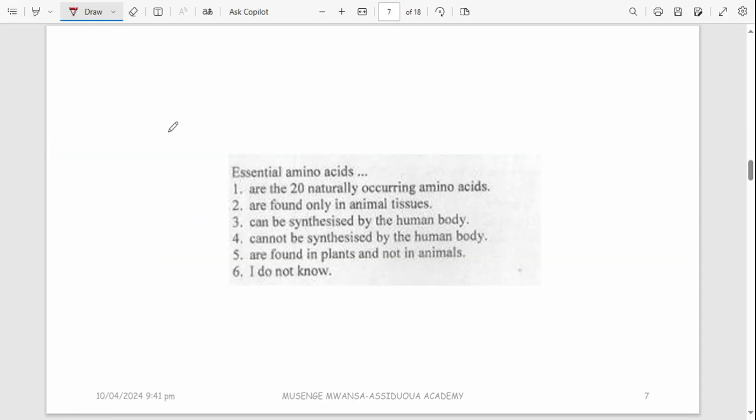The first question here is saying essential amino acids are the 20 naturally occurring amino acids are found only in animal tissue, can be synthesized by the human body, cannot be synthesized by the human body, are found in plants and not in animals. Which one would we pick? Okay, so when you're talking about essential amino acids, these are amino acids that cannot be made by the human body. You have to get them from food. So they cannot be synthesized in the human body. They can be found in other animals, not just in humans.